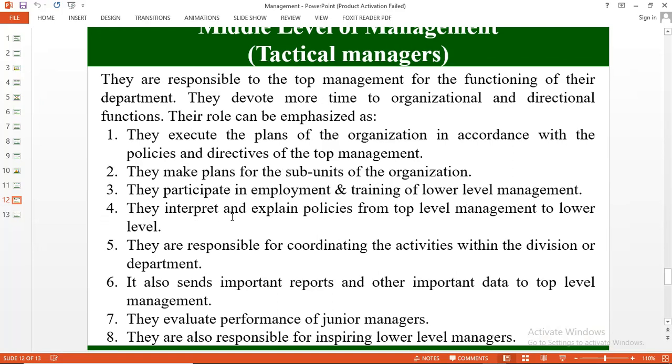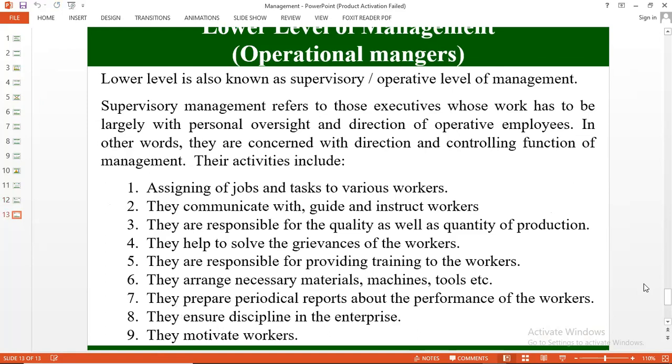They interpret and explain policies from top level management to lower level. They are responsible for coordinating the activities within the division or department. It also sends important reports and other important data to top level management. They evaluate performance of junior managers. They are also responsible for inspiring lower level managers. So this is the detailed overview about the middle level management, which are the tactical managers, sorry.